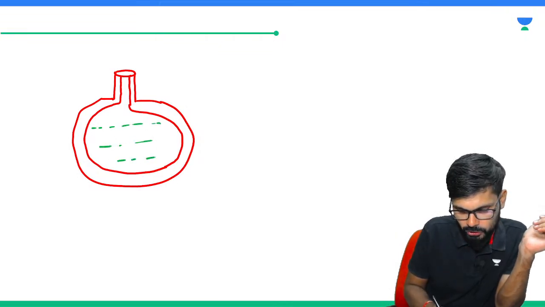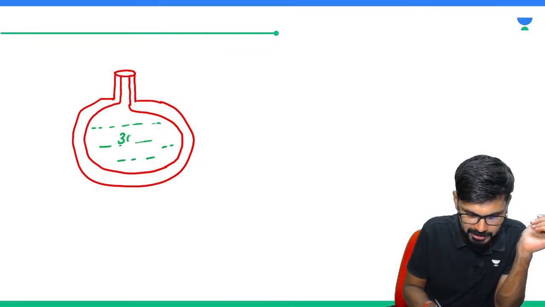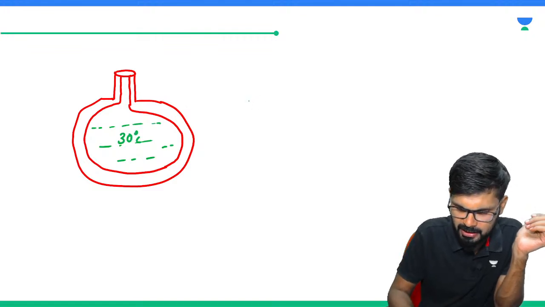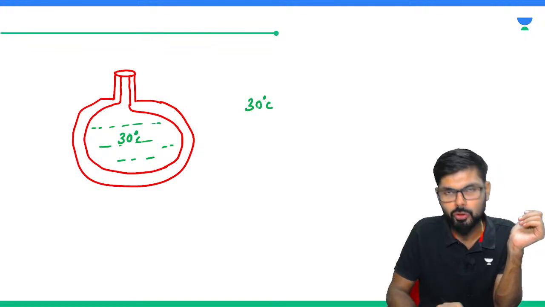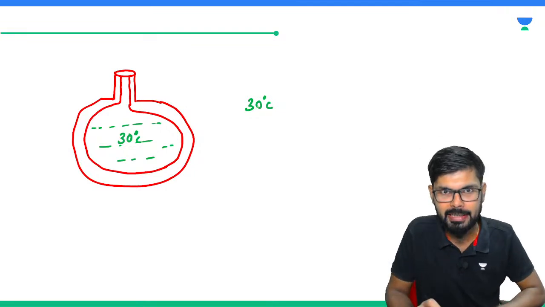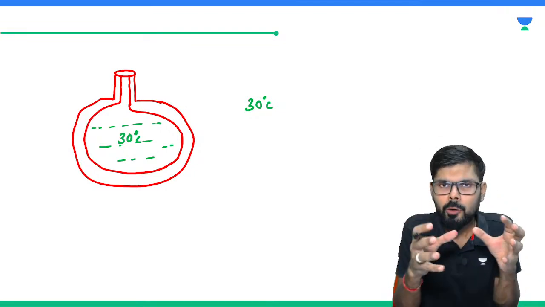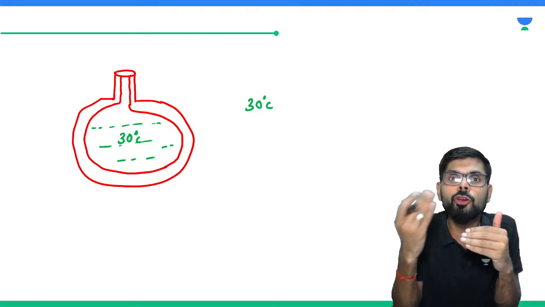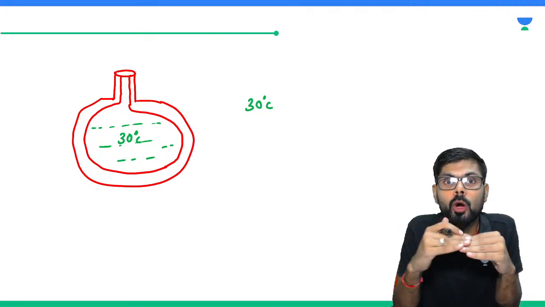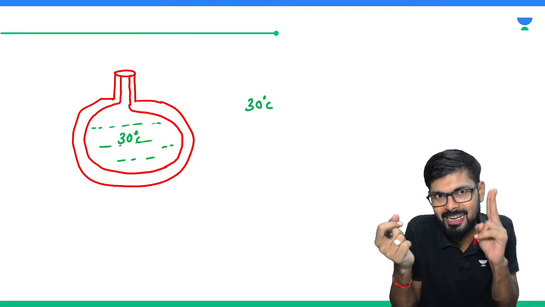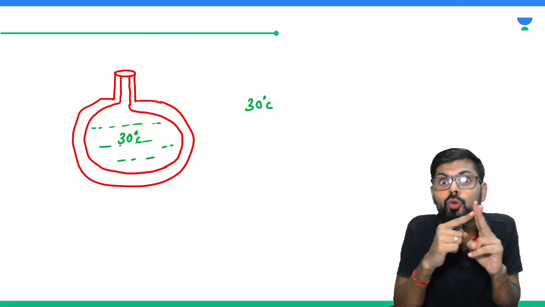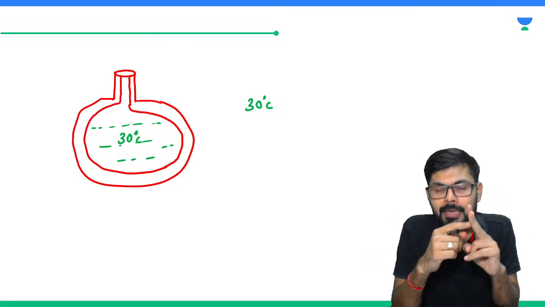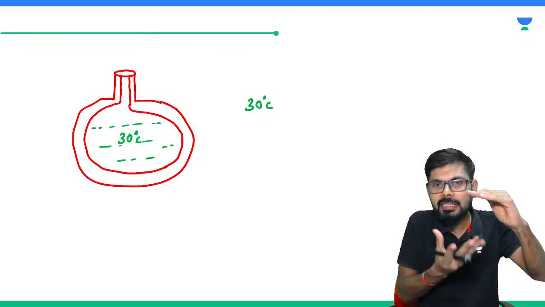I am filling here water that is, let's say, at 30 degrees centigrade. Here also 30 degrees centigrade only. This is also 30 degrees centigrade. Now see, if you want to convert liquid into vapor, if you want to convert water into steam, then two methods are there. How many methods are there, beta? Two methods are there. Let's say you just start heating the water.